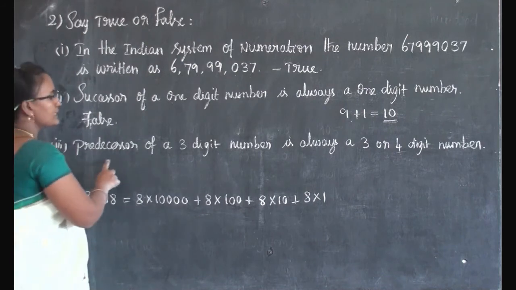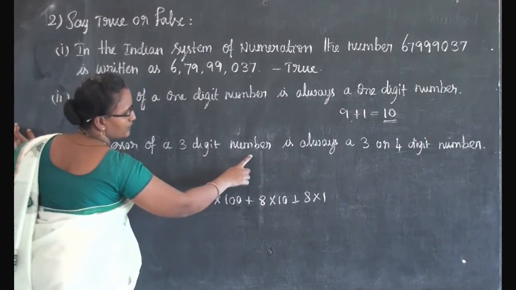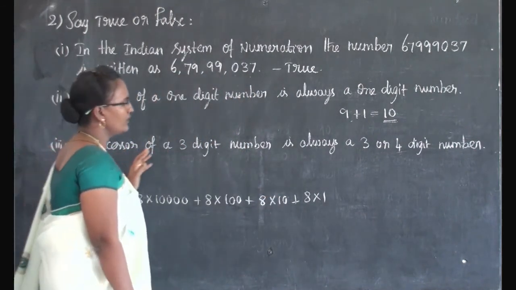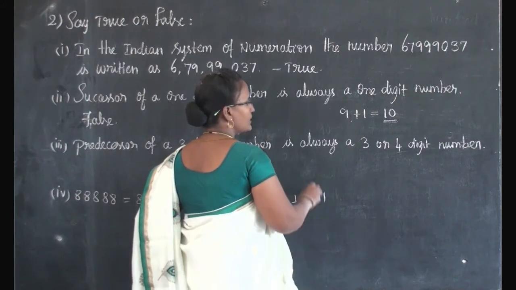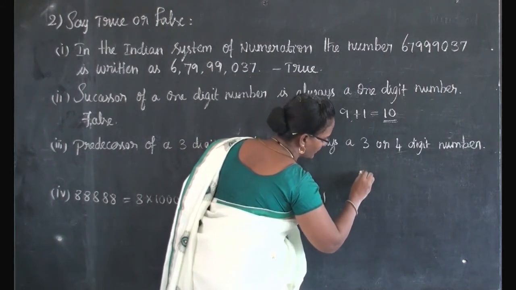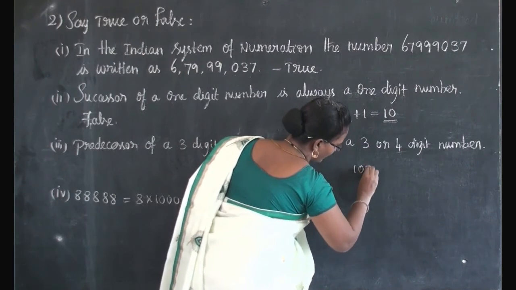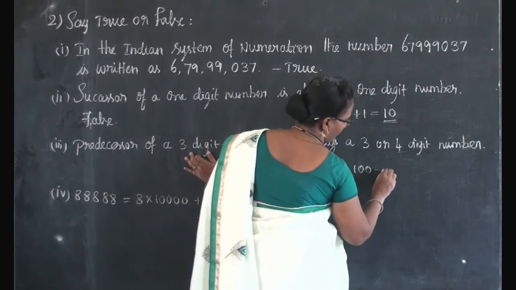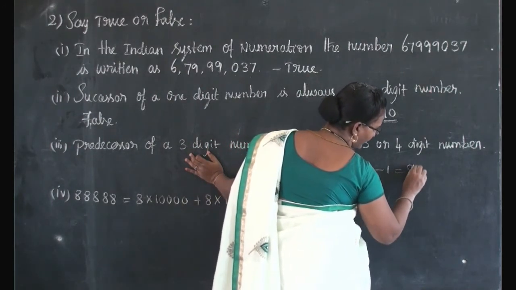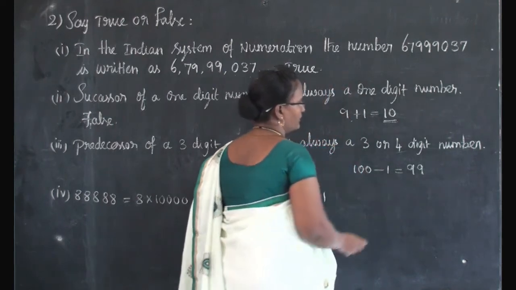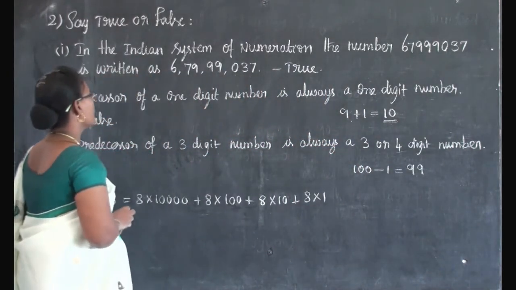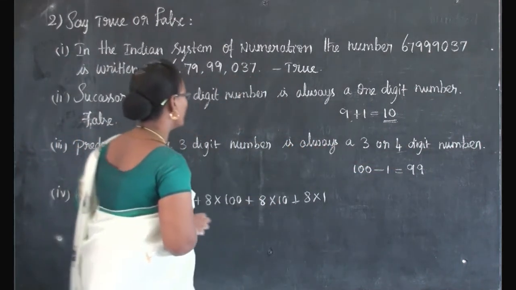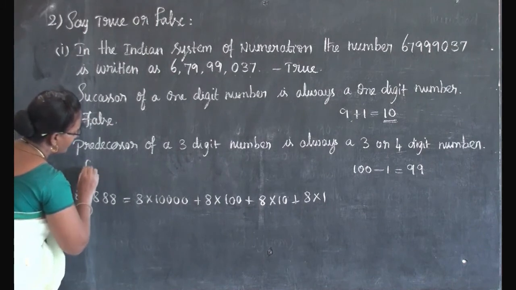And third one, predecessor of a 3-digit number is always a 3 or 4-digit number. What is the predecessor of 100? Subtract 1 from that, we get 99. That is a 2-digit number. It is only a 2-digit number, but they given 3 or 4-digit number. So that is also a false statement.